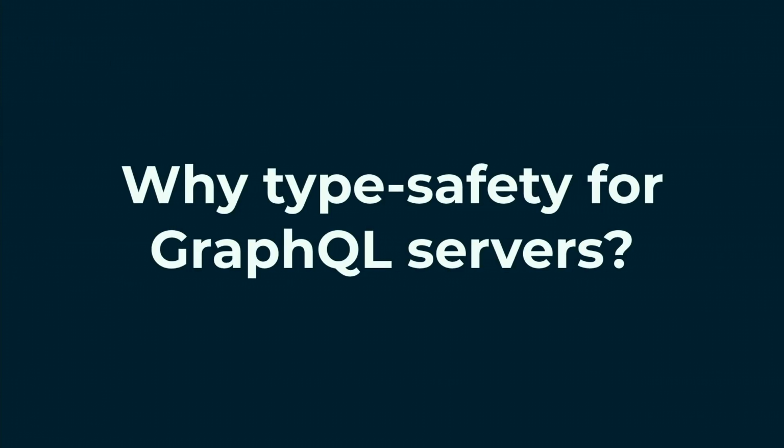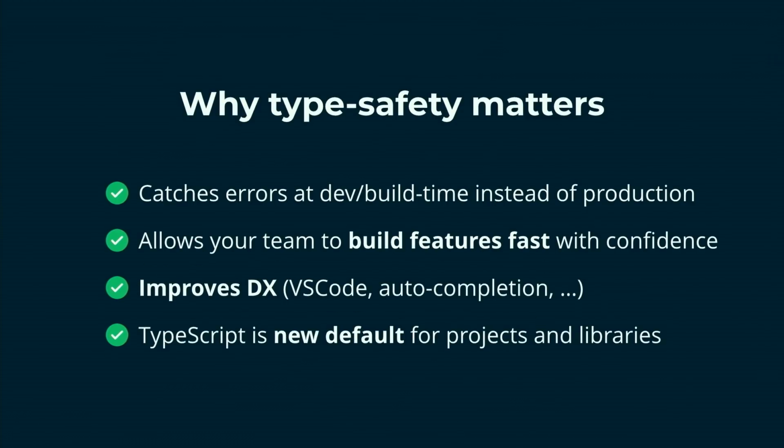So let's get to the meat of this talk. Why type safety for GraphQL servers? Generally, I think type safety is one of the most underappreciated tools in the tool belt of a modern web developer. And I think it's seeing a bit of a renaissance right now. The big benefit you get with type safety is that you can catch errors at development or build time instead of detecting them in production and causing downtime.